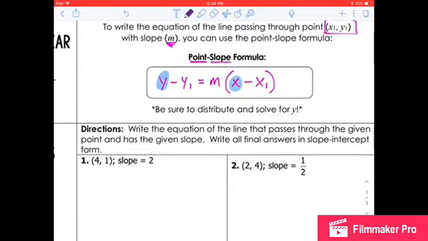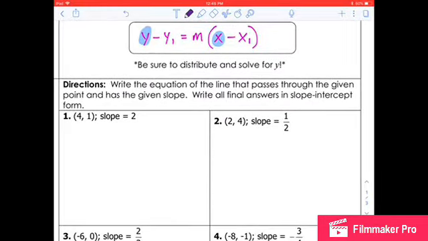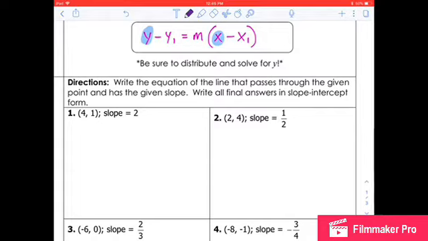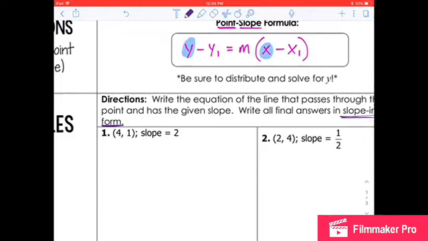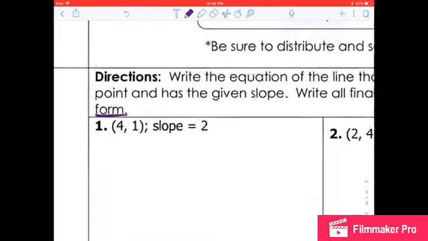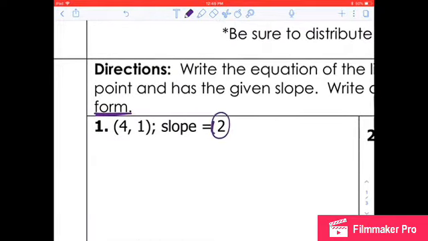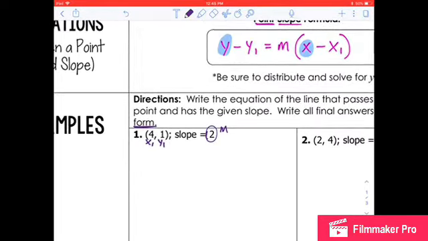Okay, so let's do this first example here. Keep that equation in mind. Our first one, number 1, is the point (4, 1) and a slope of 2, and we want to get it in slope-intercept form by the end. But we start out in point-slope form. So y minus the y value. Let's label our stuff here. The m value is 2, x1 is 4, y1 is 1.